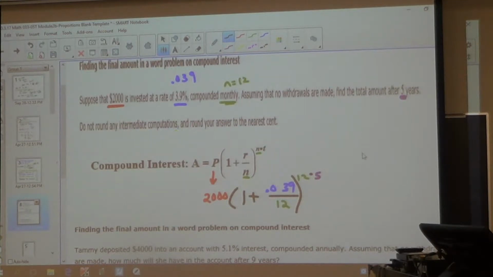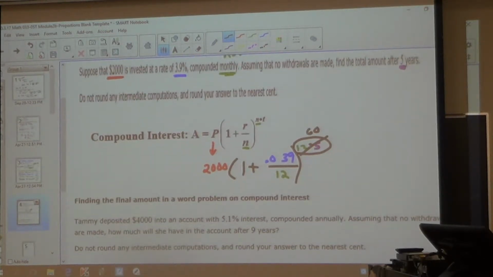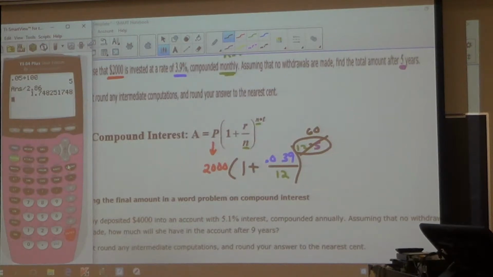I clean up my double exponent. So do 12 times 5 in my calculator. 12 times 5 is 60. Then I go to my calculator. That's going to be 2,000 parentheses, 1 plus 0.039 divided by 12, close it. Raise it to the 60th power.